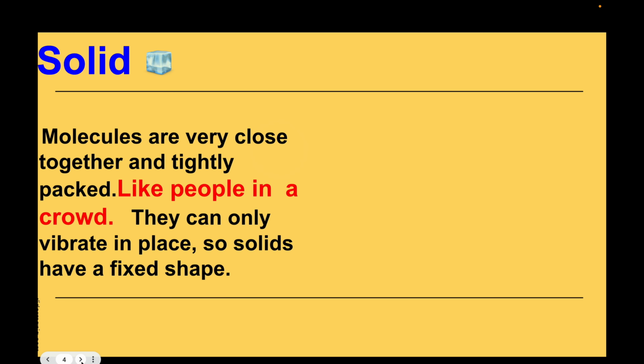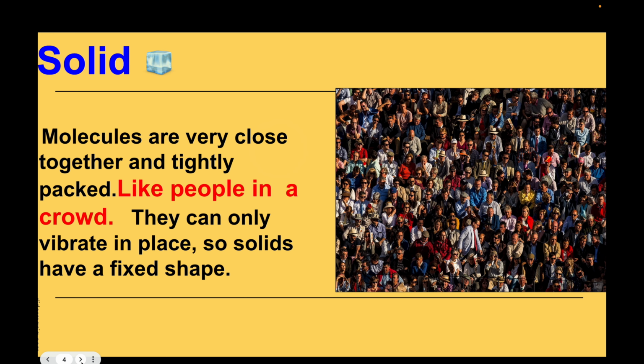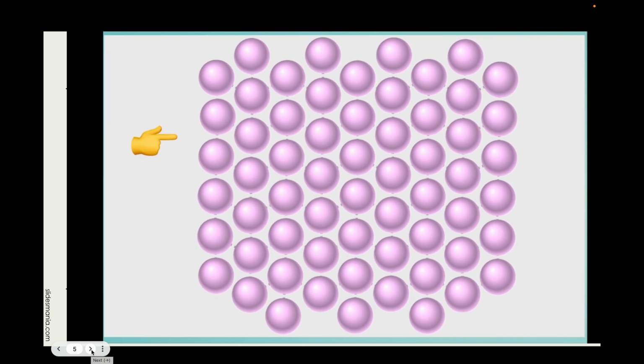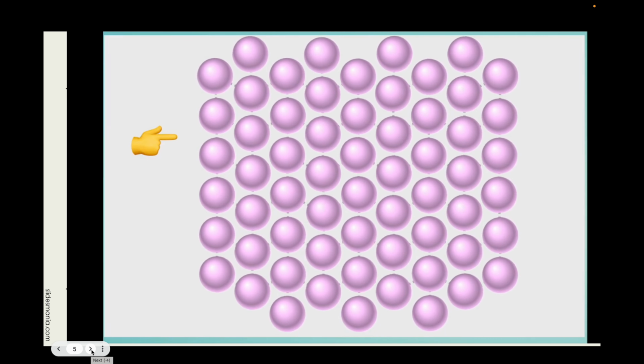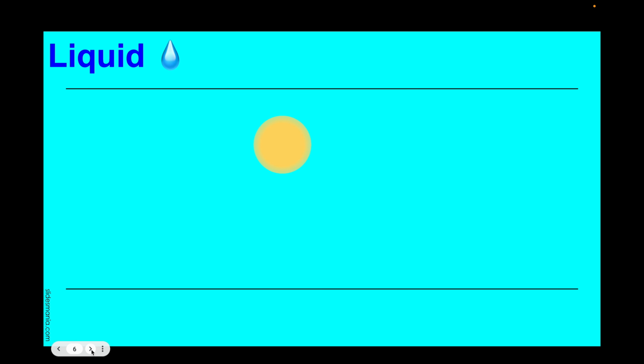Solid. In solid, molecules are very close together and tightly packed. You can compare them with people standing very close in a tight crowd. They can only vibrate in place, so solids have a fixed shape.